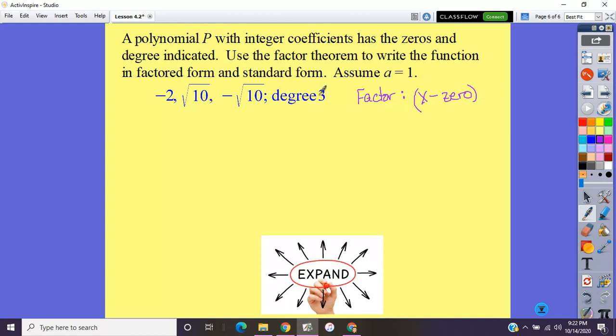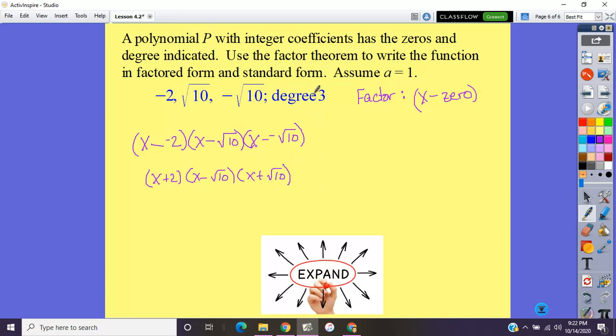In this case, I have 3 zeros. So I'm going to have x minus a negative 2, x minus square root 10, and then x minus a negative square root 10. Well, minus a negative, if you recall, that turns into a plus. So I'm going to have x plus 2, x minus square root 10, and then x plus square root 10.